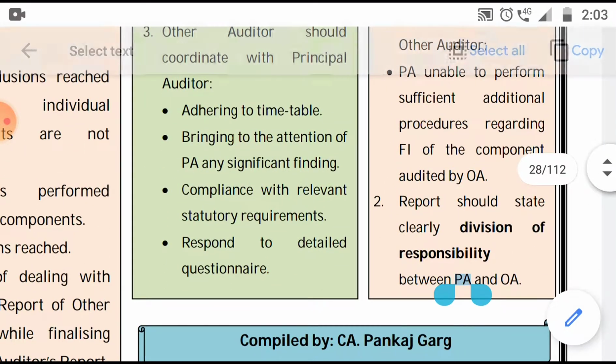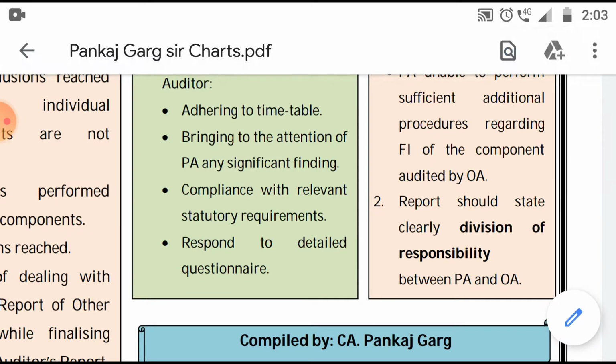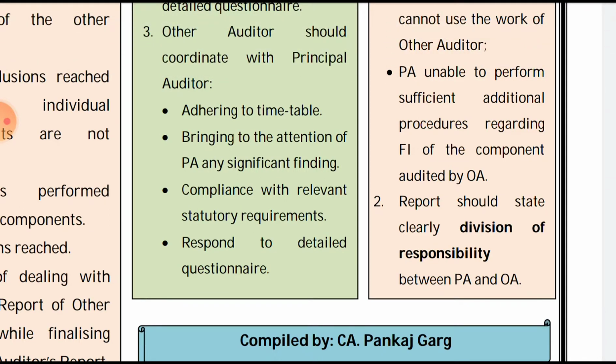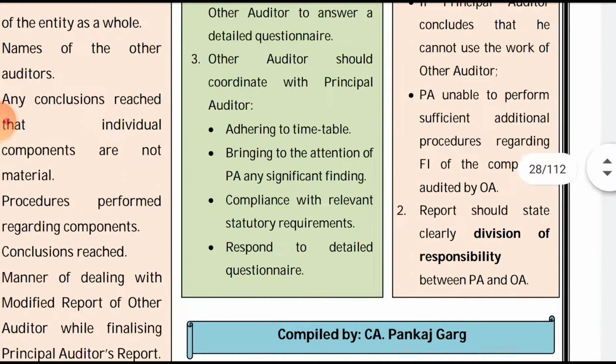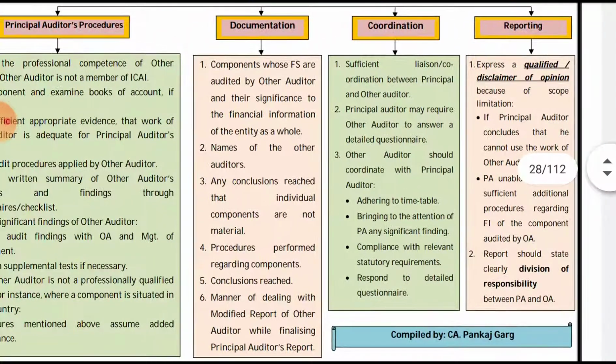And the second point in reporting is that the report should state clearly the division of responsibility between the principal auditor and the other auditor. Whenever the principal auditor uses the work of the other auditor and concludes anything based on that, he should state the division of responsibility between the principal auditor and the other auditor. So with this we complete SA 600.